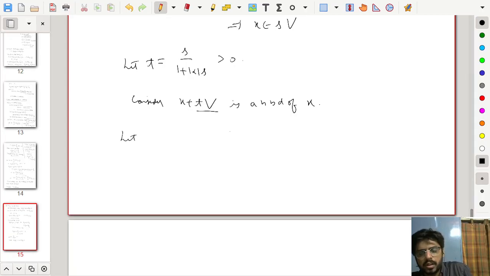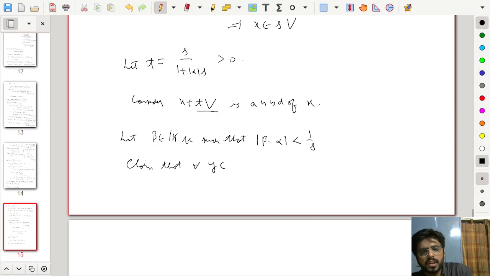Okay, and let beta belong to K be such that mod beta minus alpha is strictly less than 1 by s. My claim is that for every y in x plus t v, beta times y belongs to alpha x plus v, right?